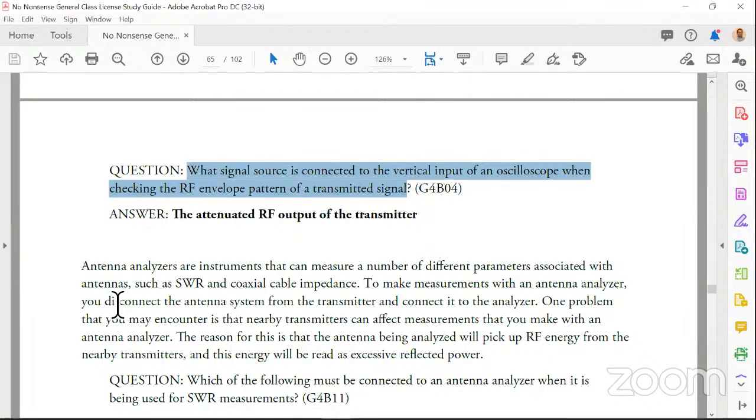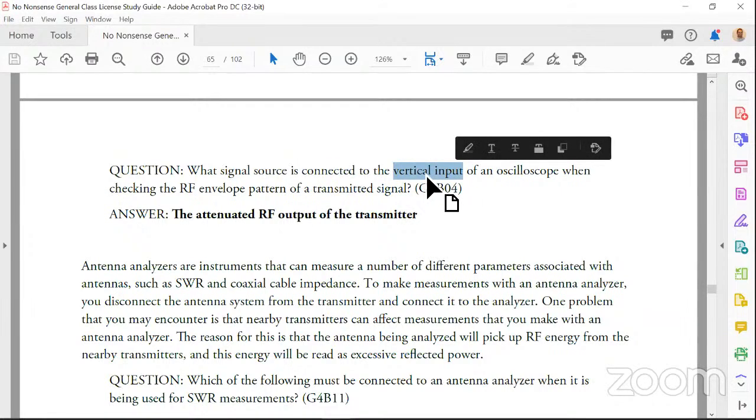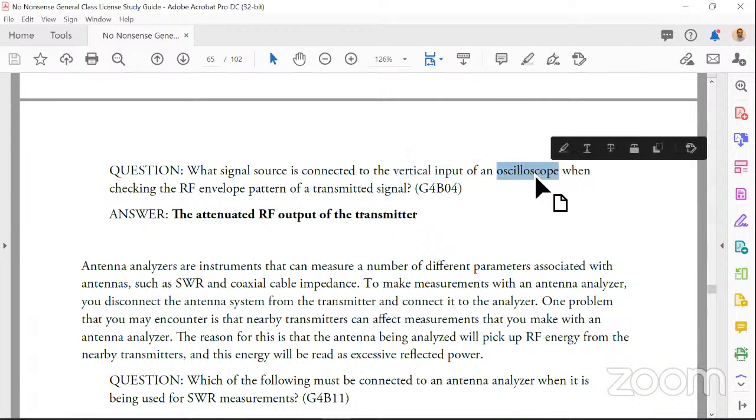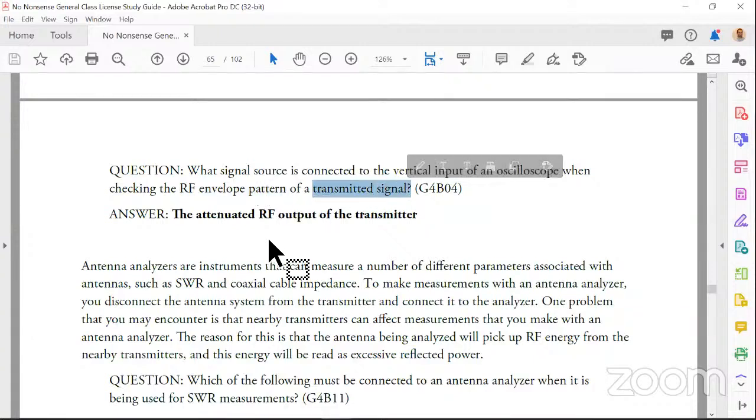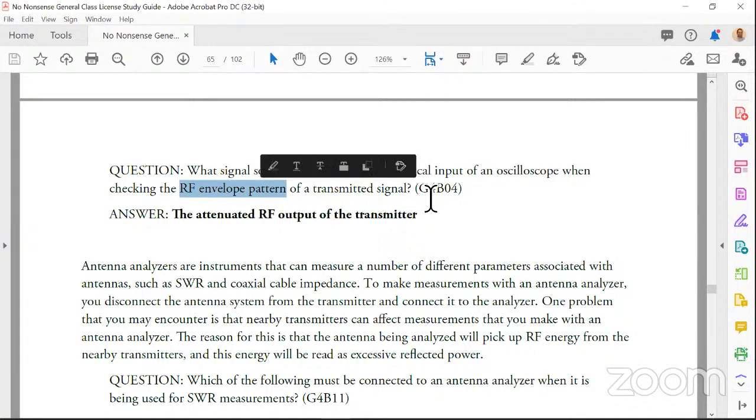Let's dissect this question a little bit. They're asking us for the signal source connected to the vertical input. So in other words, what do we plug into the vertical input of an oscilloscope? Remember, we have the vertical input, we have the horizontal input. Well, which one do we plug into the vertical input when we are measuring the RF envelope pattern of a transmission? So we're having a transmission and we want to look at the RF envelope pattern. What do we stick into the vertical input of that scope?